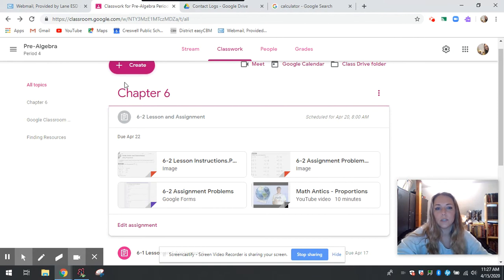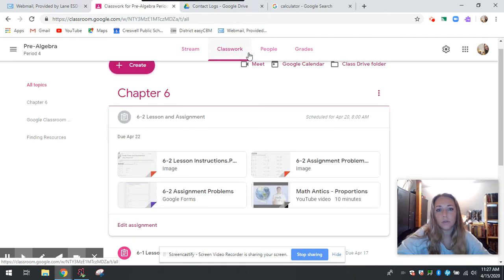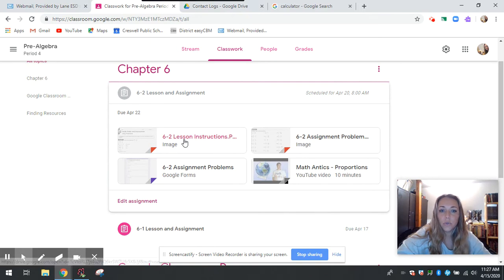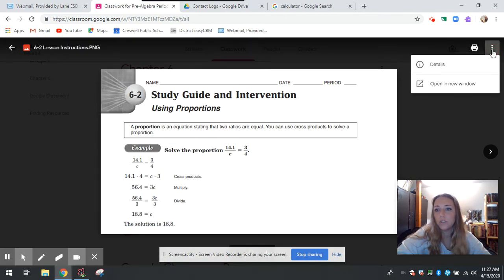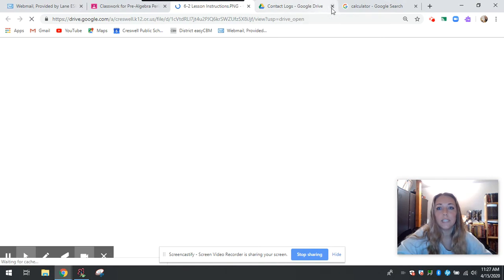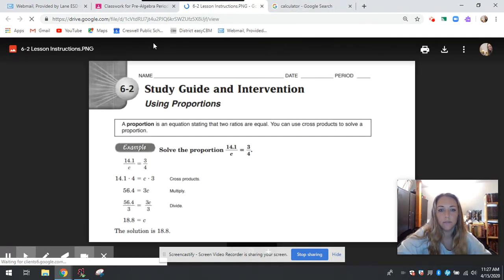So what you'll see is if you end up here when you log in, you go to classwork. You've got 6-2, you have the lesson instructions, so you can click on that. If you want to open it in a new window, then you can easily click back and forth between your tabs and get back to it really fast.